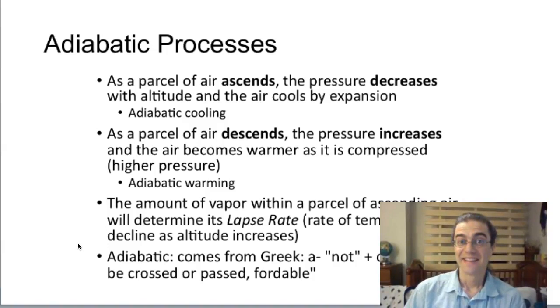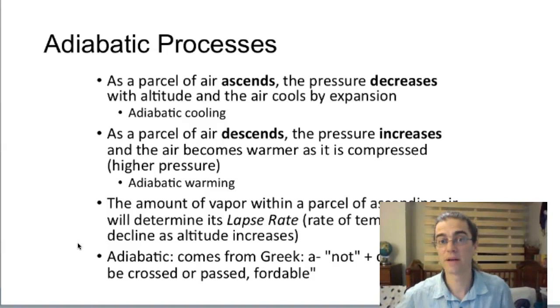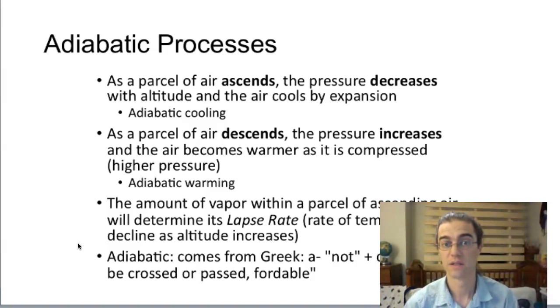So this leads us to say, as a parcel of air ascends, the pressure decreases with altitude. We looked at that quite a bit last week, and the air cools by expansion. This is adiabatic cooling. As a parcel of air descends, the pressure increases, and the air becomes warmer as it's compressed with higher pressure. And this is adiabatic warming. The amount of vapor within a parcel of ascending air will determine its lapse rate, which is the rate of temperature decline as the altitude increases.